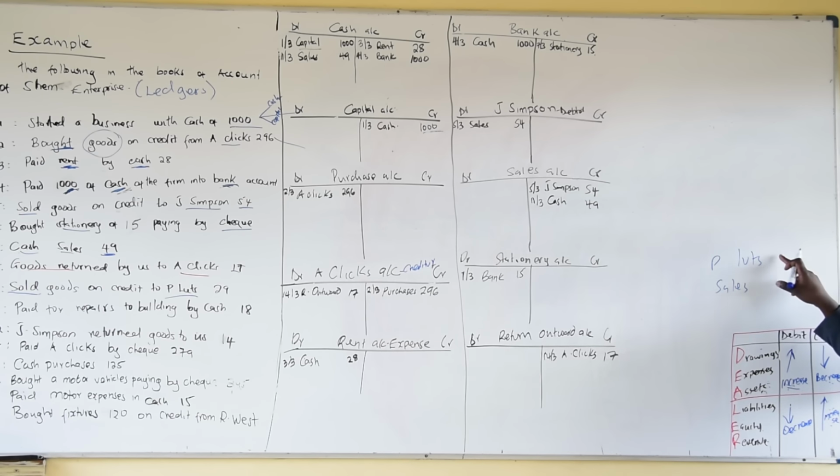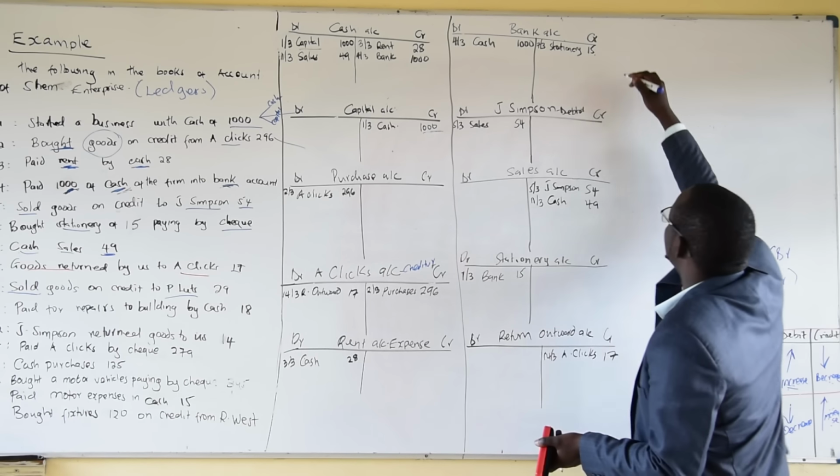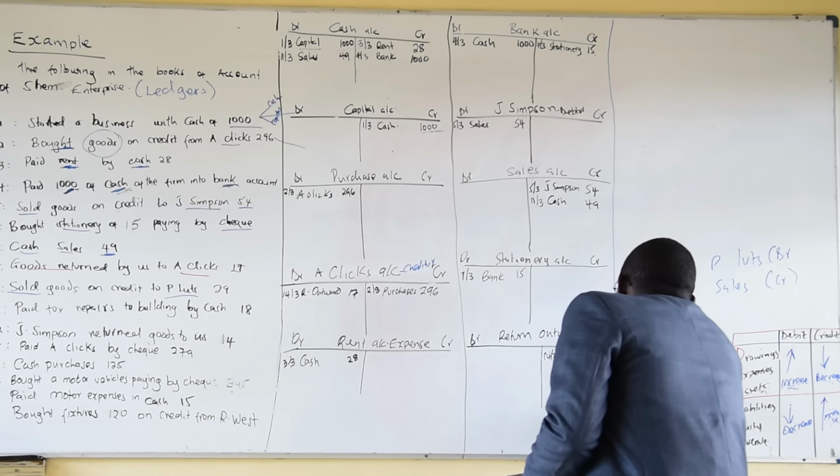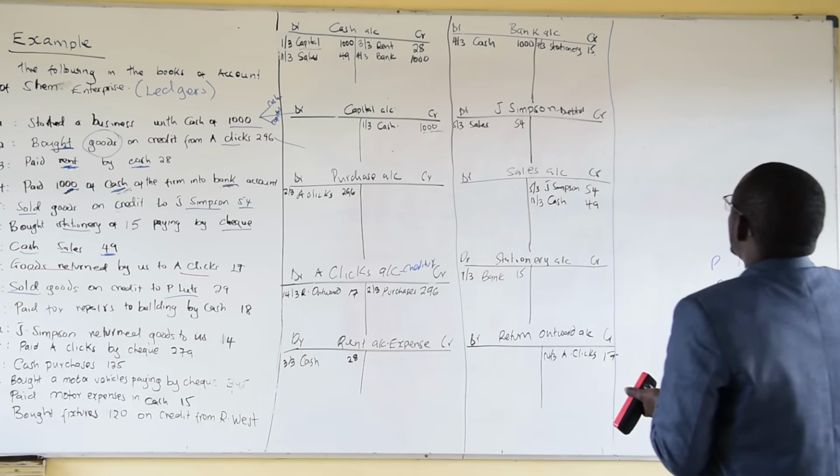Now, Pilates is the one receiving an asset. Since the assets are increasing, this one we debit. Sales, we are increasing our revenue. Increase in revenue is a credit. So the sales account is credited, Pilates is debited. I will open those two accounts here.